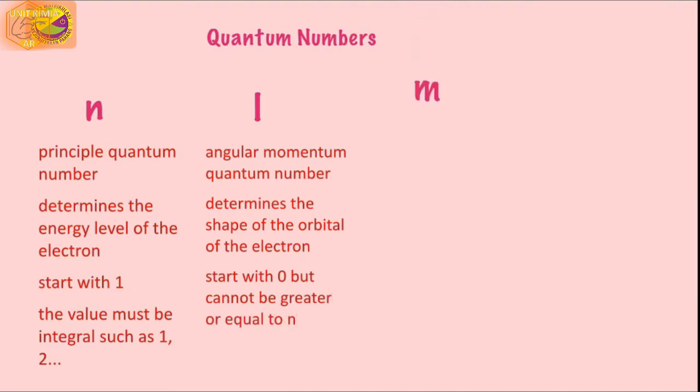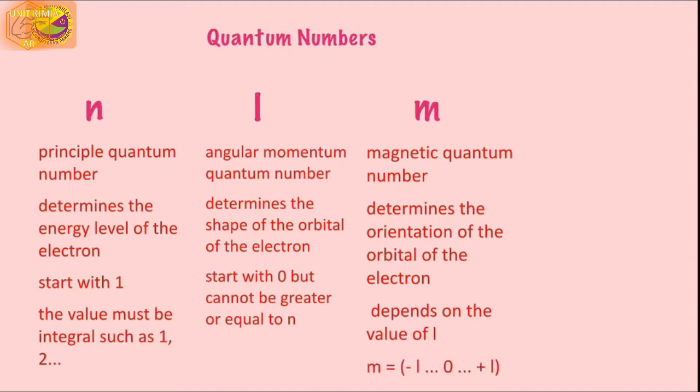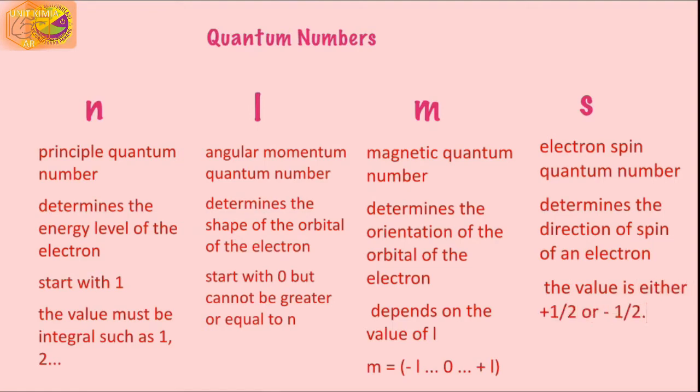m is magnetic quantum number. It determines the orientation of the orbital of the electron. The number depends on the value of l. So, m is negative l, 0 until plus l. s is electron spin quantum number. It determines the direction of spin of an electron. The value is either plus half or negative half.